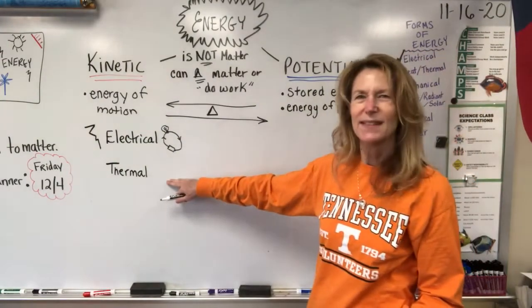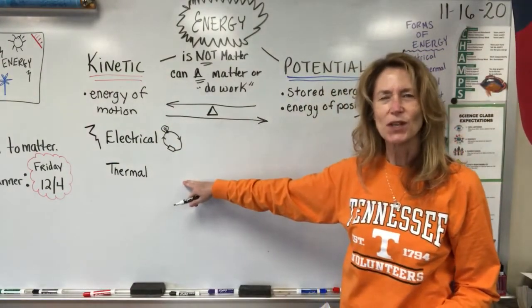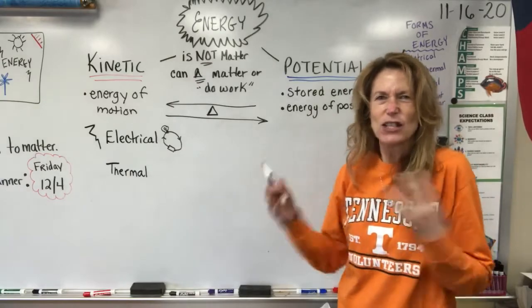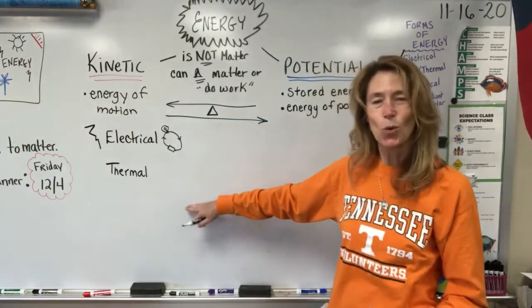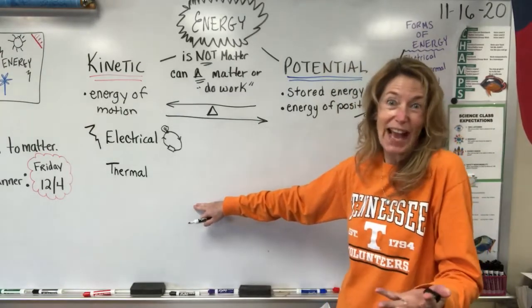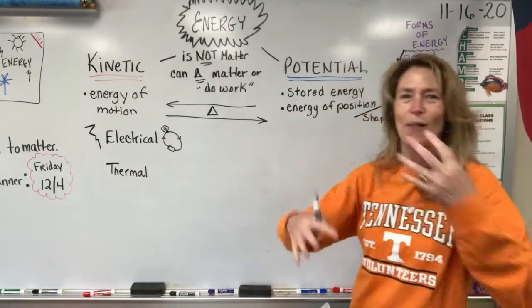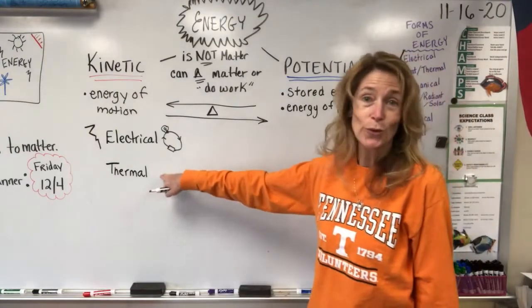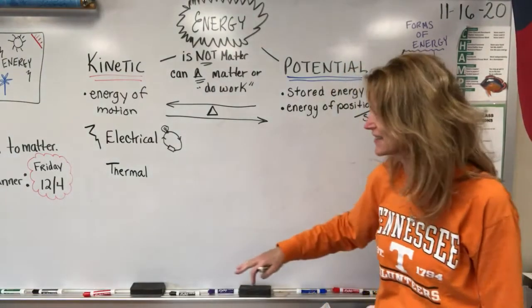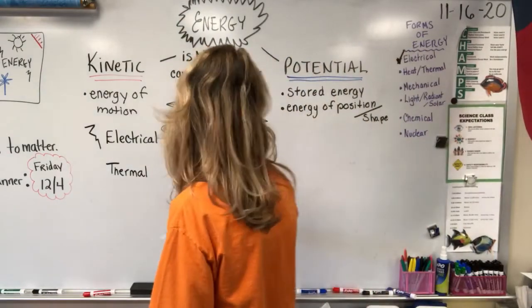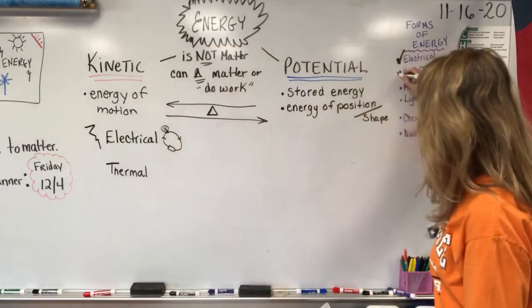So this would be energy of motion. Heat is the energy of moving molecules, and the faster the molecules move, the more thermal energy they have. So gases, right, where the molecules are really spread out and they're moving a lot faster, have more thermal energy usually, especially if they're warm gases. So thermal goes over here, and I get to check heat and thermal off.